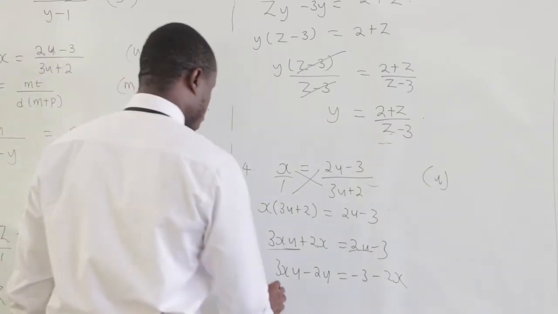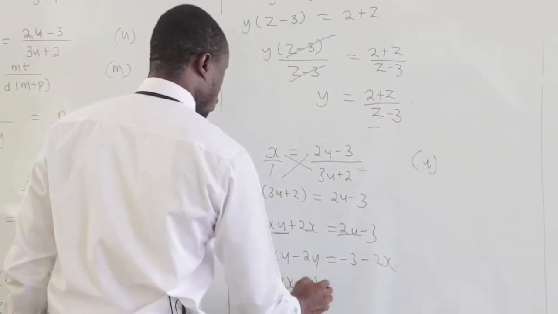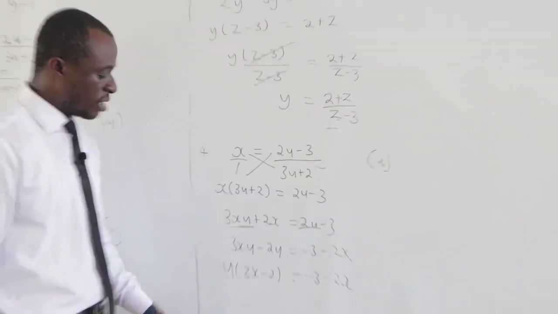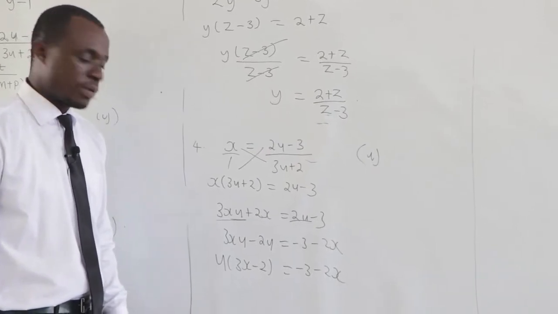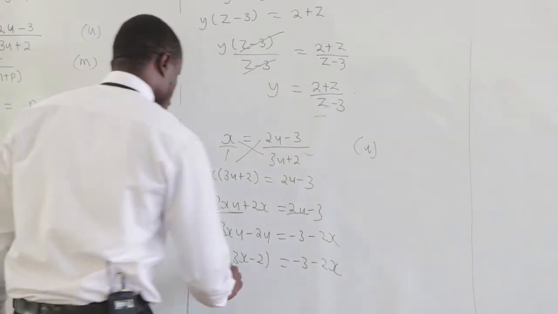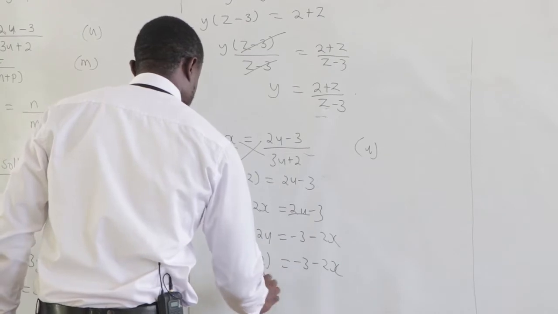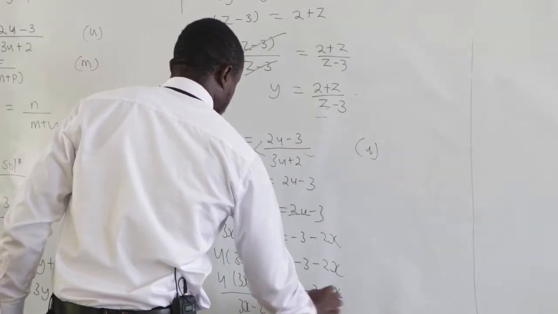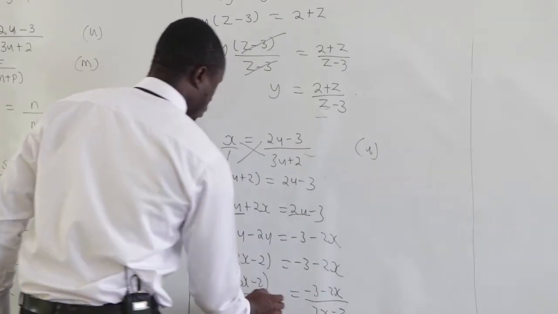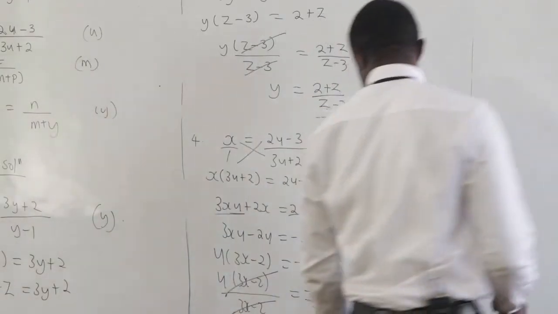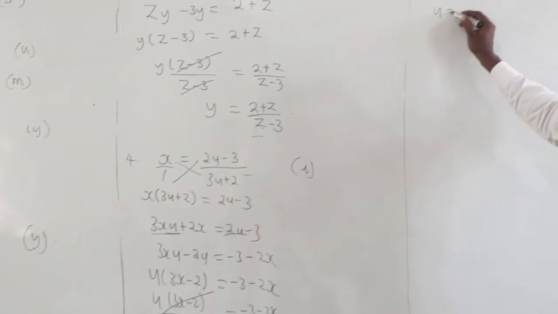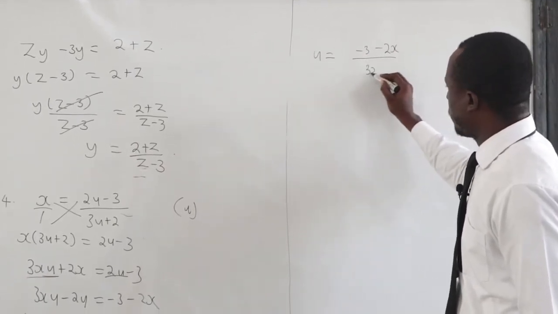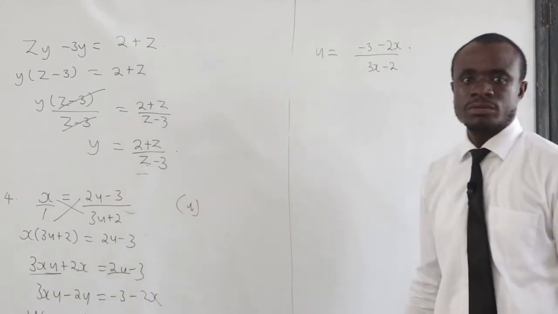We can factorize U out. What do you have? U(3X minus 2) equal to negative 3 minus 2X. From here, we can make U the subject by dividing through by what is multiplying, which is 3X minus 2. So U(3X minus 2) all over 3X minus 2 equal to negative 3 minus 2X all over 3X minus 2. Now this is dividing that. So we have U to be equal to negative 3 minus 2X all over 3X minus 2.